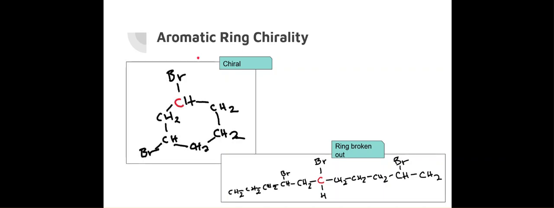All right. You can have chirality in aromatic rings. Did you guys talk about that? Why is everything coming up backwards or whatever?